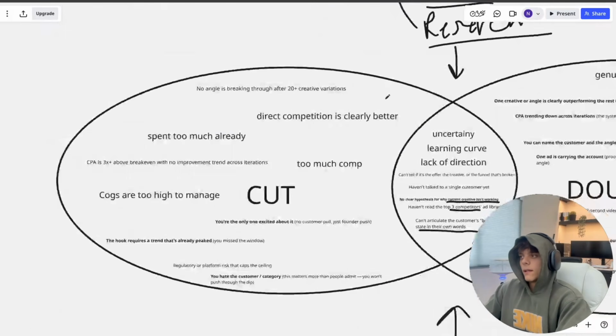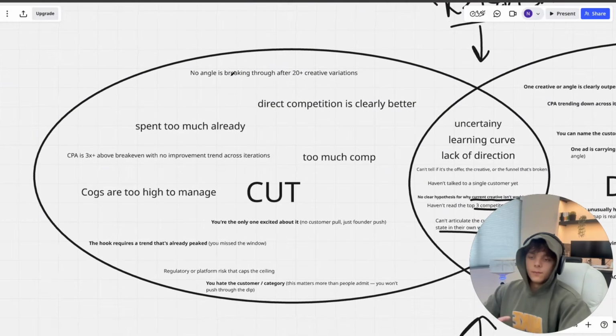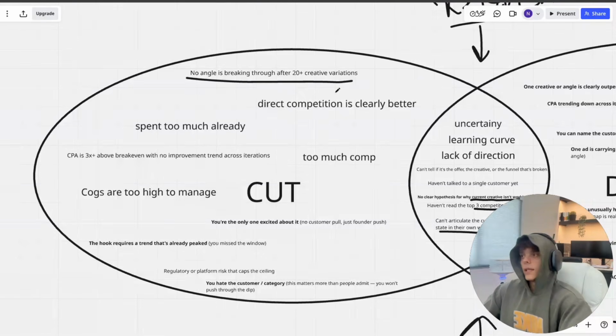So now let's talk about the cutting. If you've been doing this stuff, you know that stuff and you're good, and you see that no angle is breaking through after 20 plus creative variations, then yeah, okay. It could be a skill issue, but also it could just be the product, for whatever reason, it's just not hitting and it's not working out. And so it's time to cut and focus on a different area, because you have the skills and you have the effort. Maybe you just need a different opportunity.